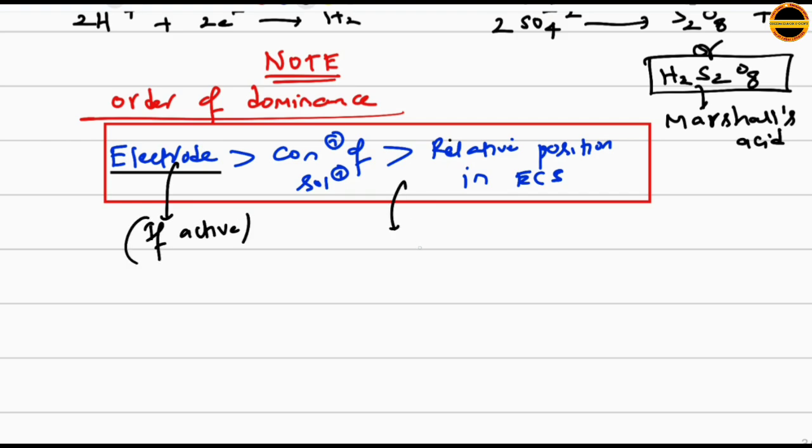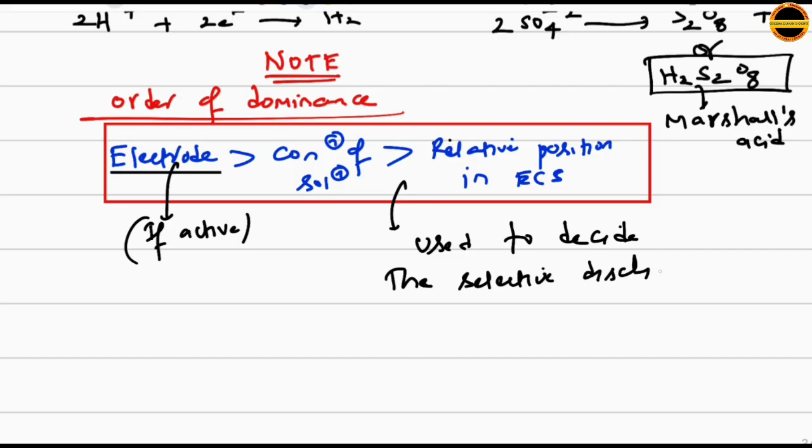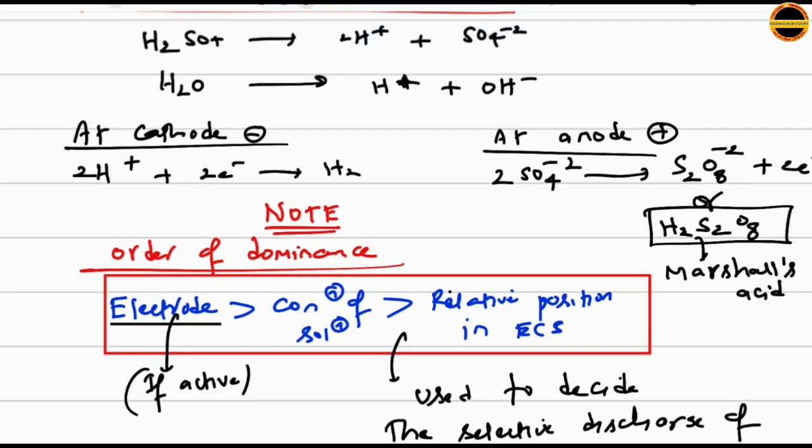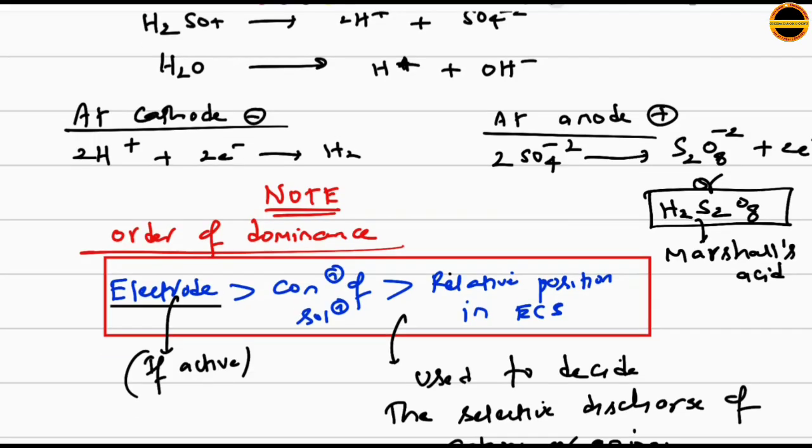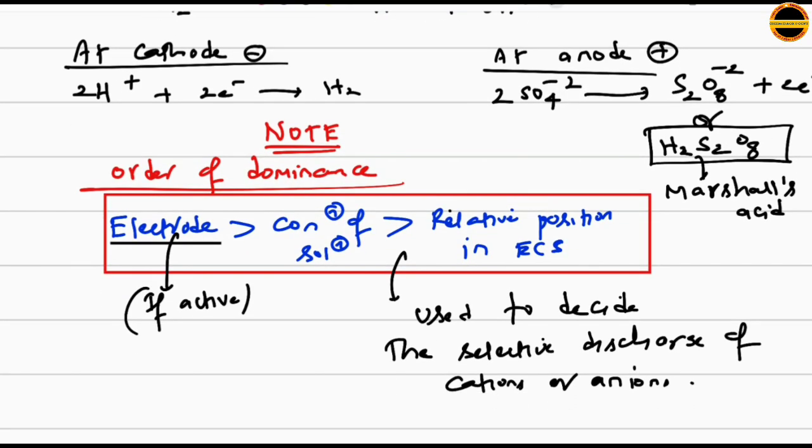So it is used to decide the selective discharge of cations or anions. Meaning, whenever 2 types of cations or 2 types of anions are present. For example, see here, in this solution 2 types of anions are present, SO4 2-, OH-. Then which ion do we need to show at the anode? That is decided by these 3 factors.